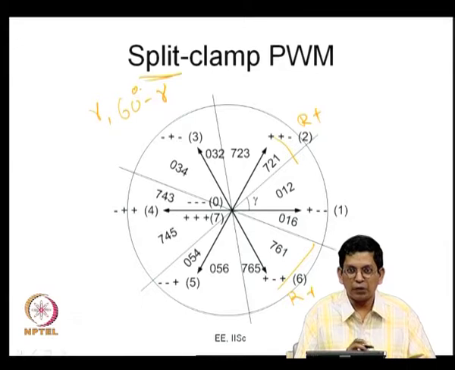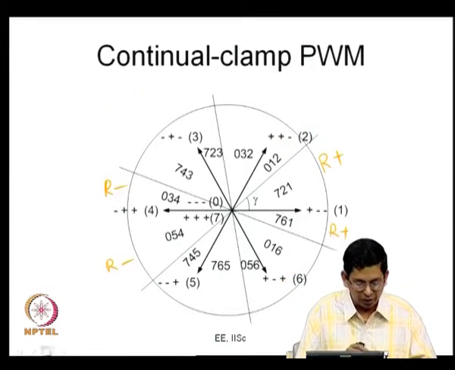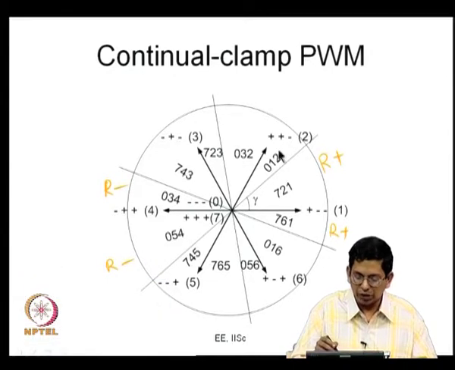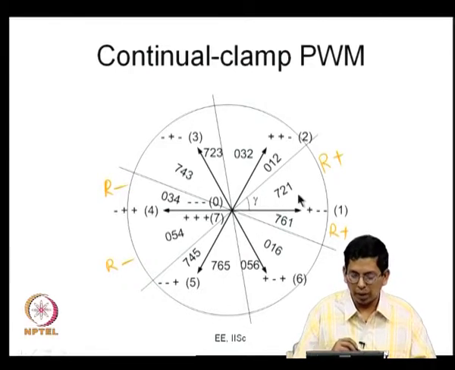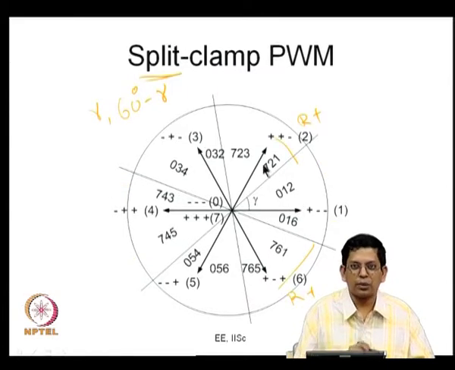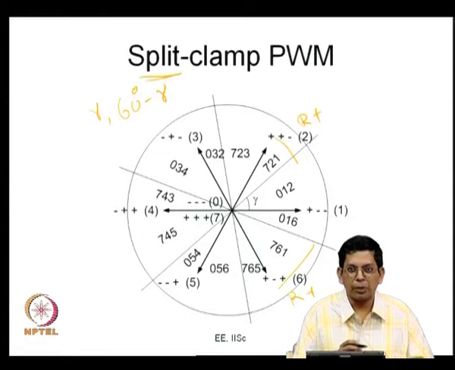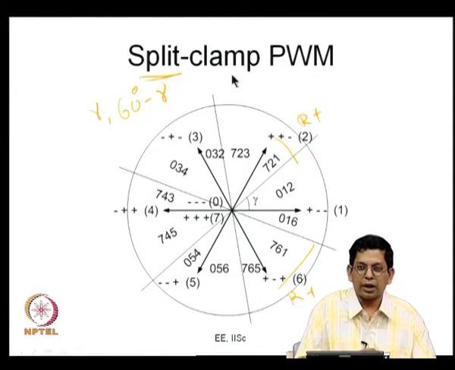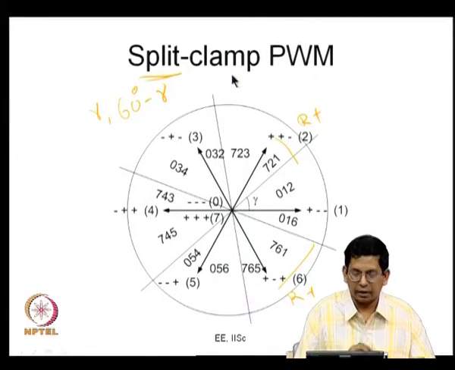This is very easy when you look at it from the space vector point of view. If you are in sector 1, you use either 0 1 2 or 7 2 1. Let us say you use 7 2 1 in the first portion of sector 1 and go to 0 1 2. That leads to continual clamping. The other alternative, you use 0 1 2 first and then 7 2 1 next, and that leads to split clamping PWM. So, bus clamping PWM, if you look at it this way, is very easy to split into continual clamp and split clamp, and a special case of split clamp is 30 degree clamp and a special case of continual clamp is 60 degree clamp.